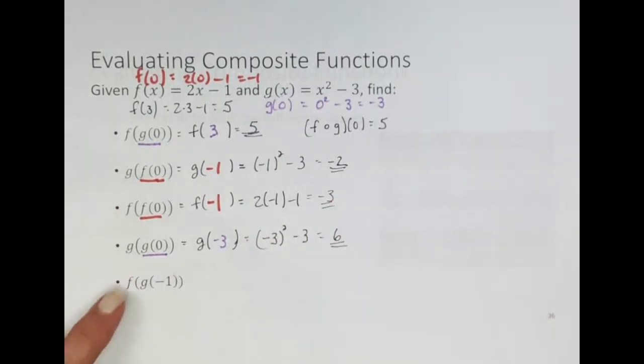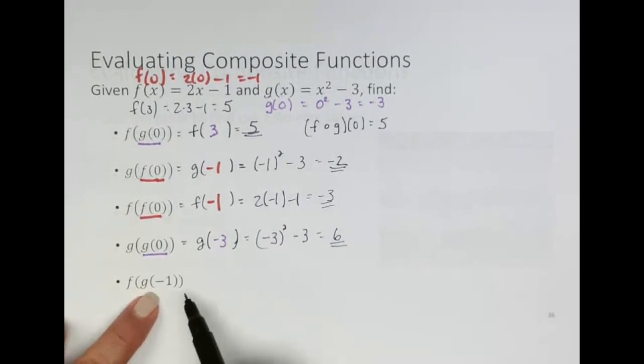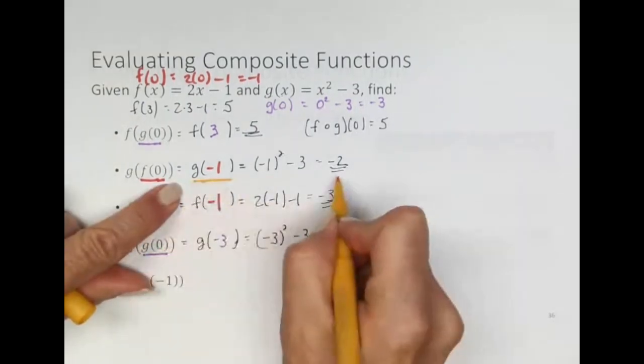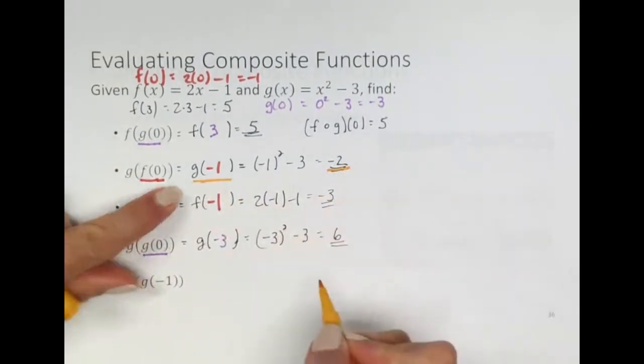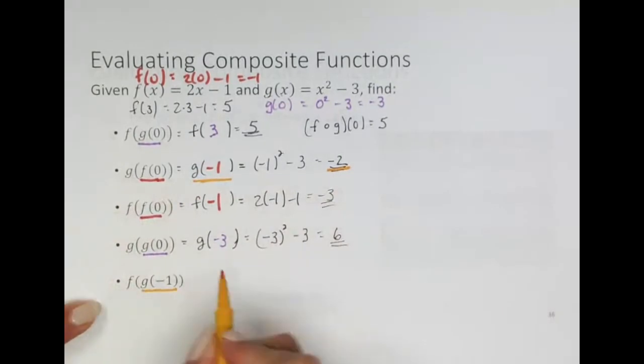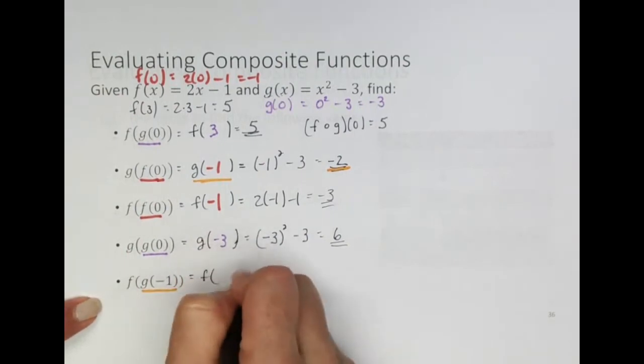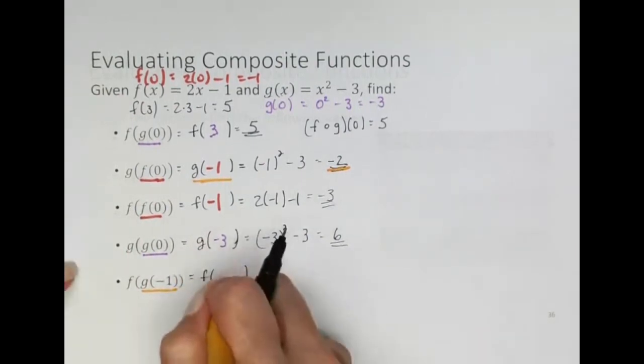Okay. One last example here. F of g of negative 1. And we found g of negative 1. Yeah, we did find g of negative 1. It was over here. G of negative 1 is negative 2. Right? So to find f of g of negative 1, what we want to find is f of negative 2.